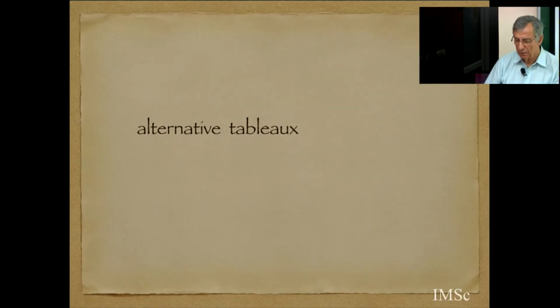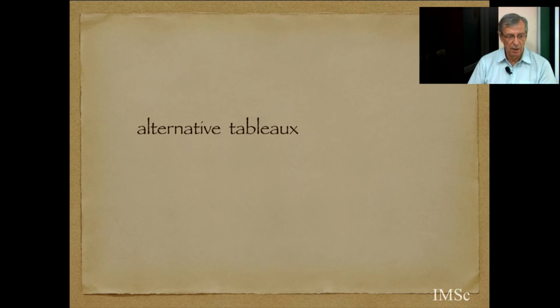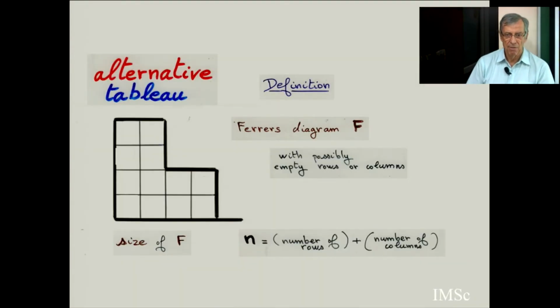So T is going to be this. What is an alternating tableau? So, definition. You take a Ferrer diagram. It's like an extended Ferrer diagram, which means there may be some empty columns or rows. Here you see there is an empty column.